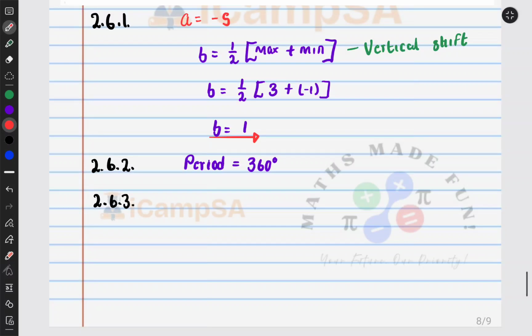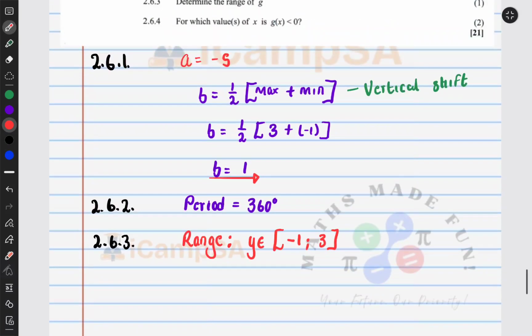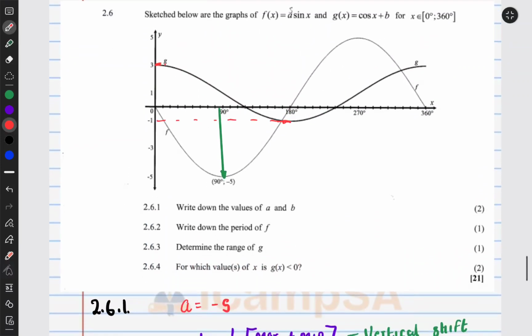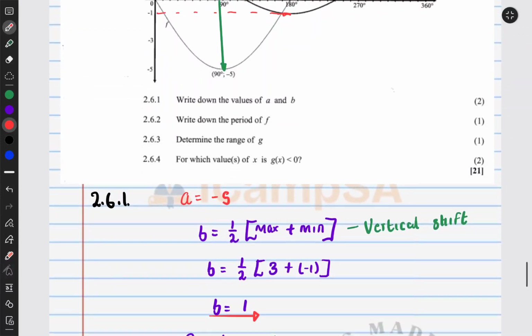Therefore the range for the g function is y is an element of, from -1 to 3, the maximum value. That gives us our range. The function exists between those 2 points, -1 and 3. Okay, that is the range.